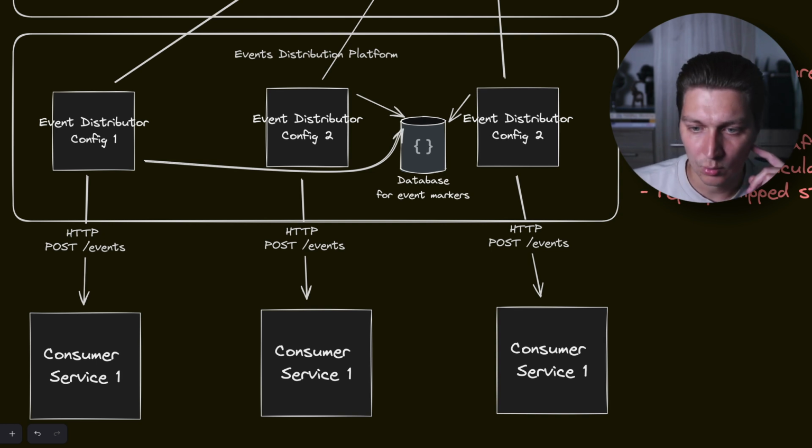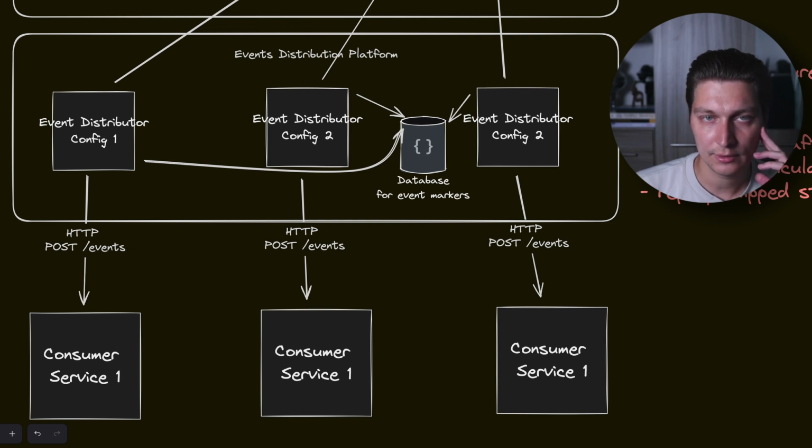But what can we do in this middle layer, in the distribution platform, right? And I also talked about this library on the channel. The library is called Parallel Consumer from Confluent, and it's a Java library.